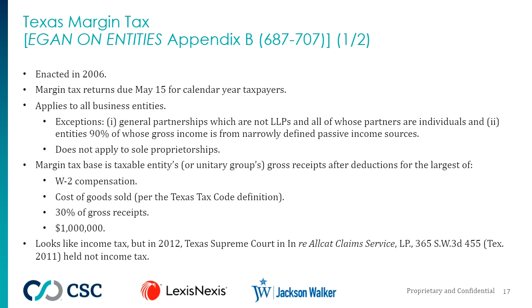When you're calculating how much margin tax is going to be due, your base is going to be the entity's or unitary group's gross receipts after you deduct the largest of your W-2 compensation, cost of goods sold, and there's a Texas tax code definition for that, or 30% of gross receipts, or just flat out $1 million. So it kind of looks like income tax, but don't trust your eyes, says the Texas Supreme Court. If you want to go read the All-Cap Claims Service case, you can, but whatever you might have thought, this is not an income tax.